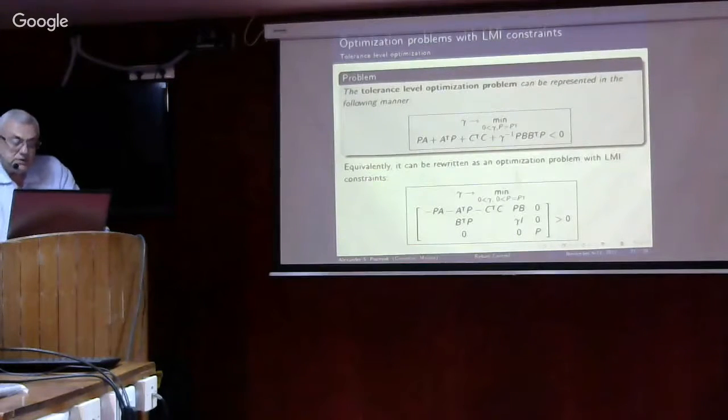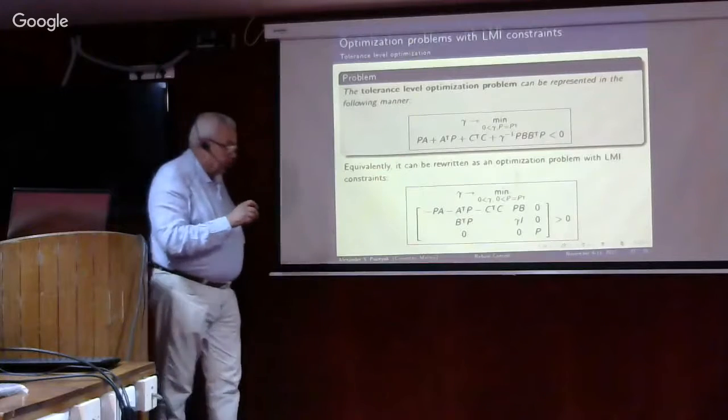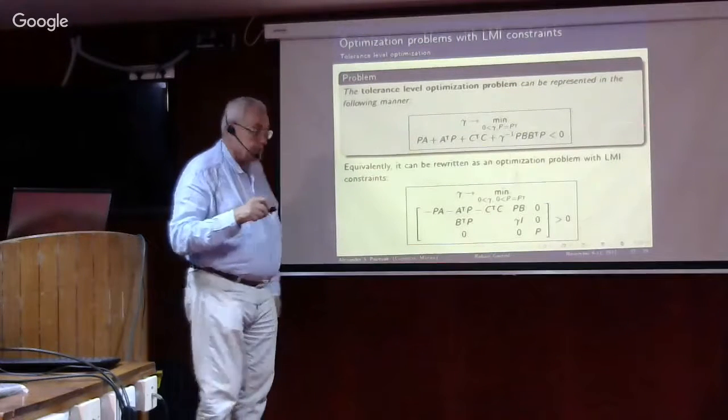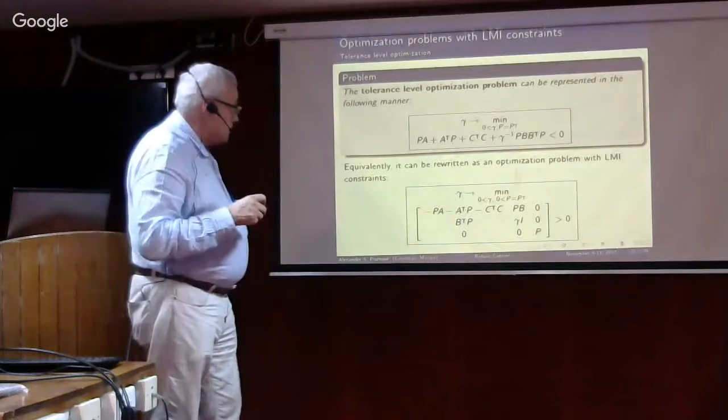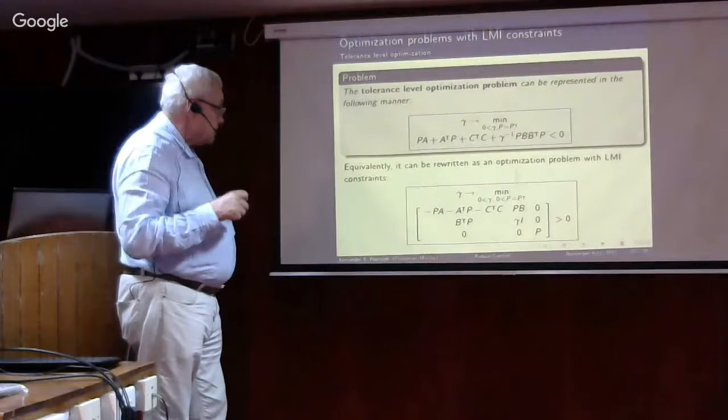Now, the next one. This problem has a name: tolerance level optimization. The problem is as follows. We have this matrix Riccati-Lurie inequality, because this quadratic term is like Riccati, and gamma participates this way. So we have these constraints.